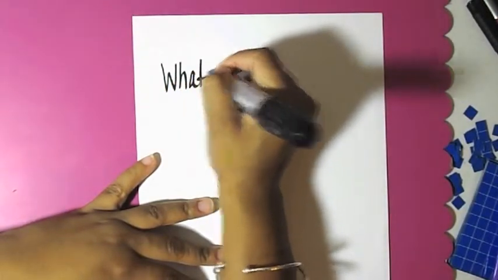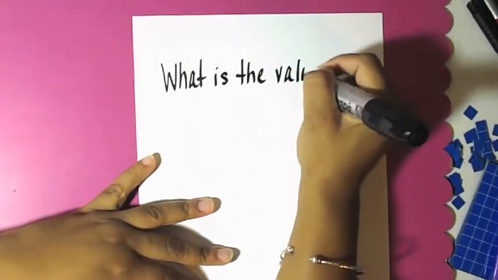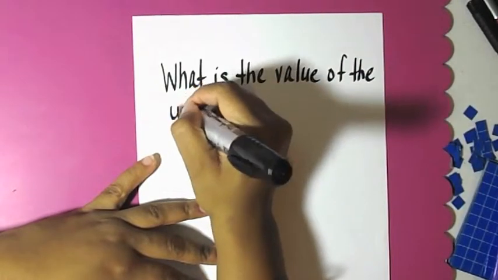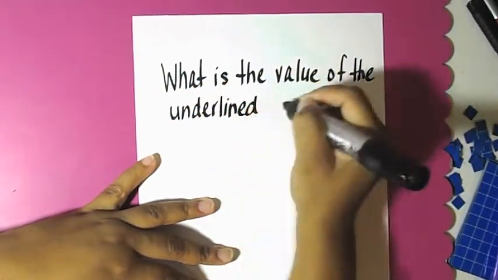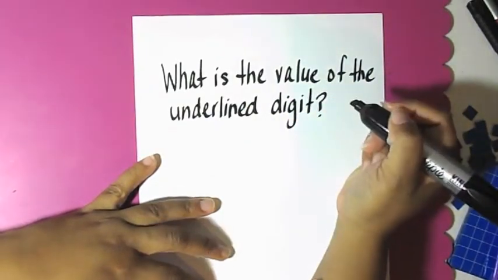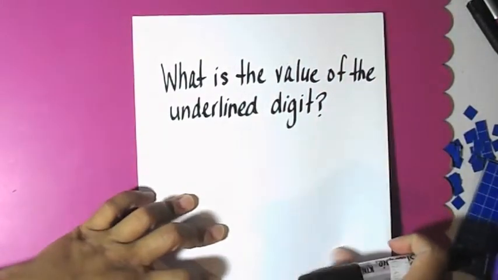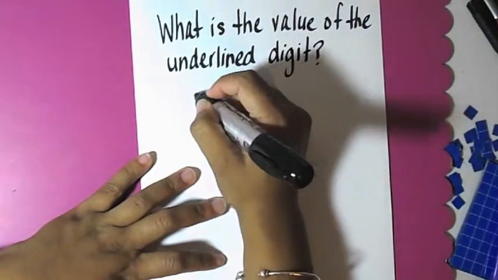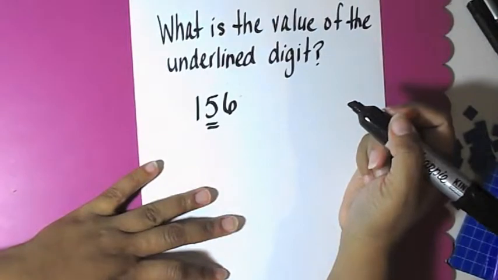What is the value of the underlined digit? Okay, that's a very important question, and it's a very tricky question because some of us are getting confused. So let's say if we had 156 and the 5 was underlined.